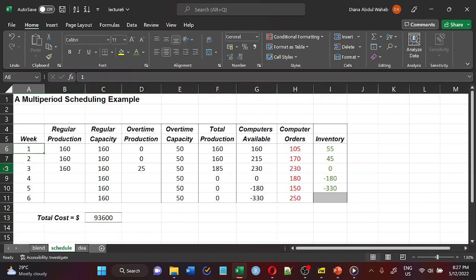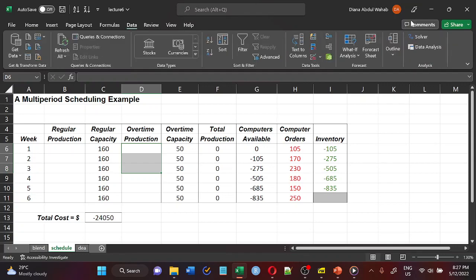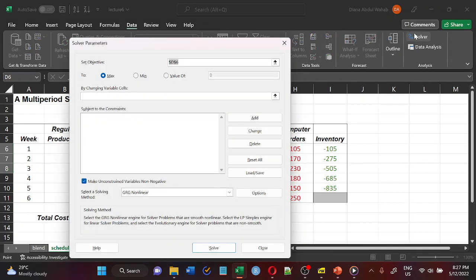So on the third week, you decide to have an overtime production, but instead of doing this one by one like this, why don't we try to use Solver? So I'm going to delete all this, and I'll try to use Solver. I go to Data, I go to Solver, and I want to reset everything.